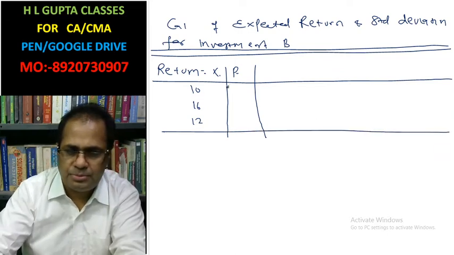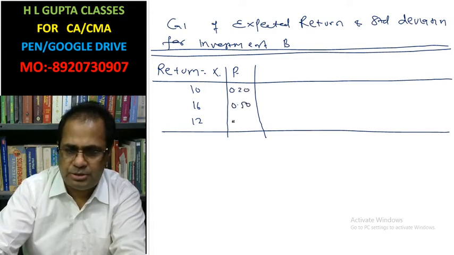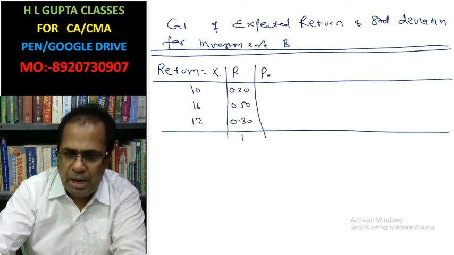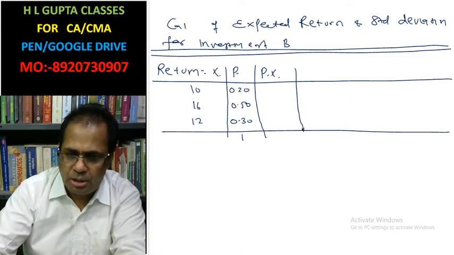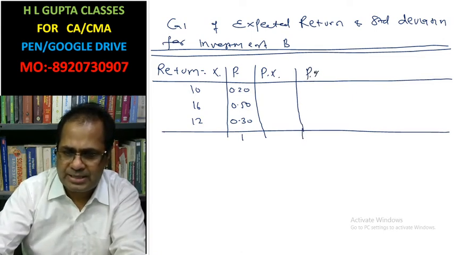0.2, 0.5, 0.30. The sum is 1. Now you have to calculate PiXi, and in another column you should have PiXi squared.